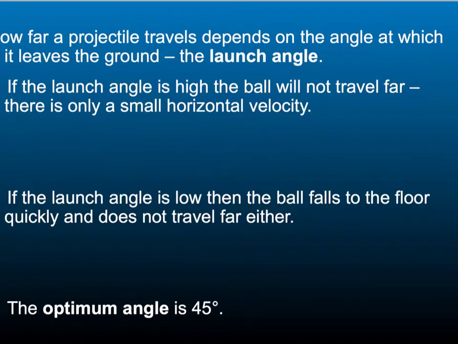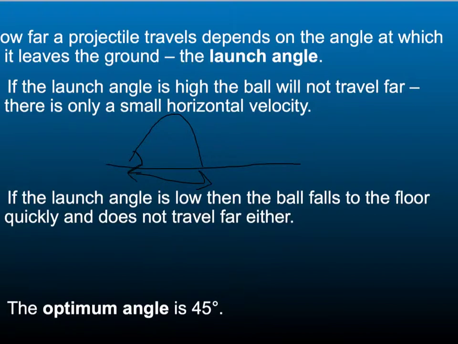How far a ball travels when it's hit, or its range, depends on the angle at which it leaves the ground. This is called the launch angle. If the launch angle is high, the ball will not travel as far because the horizontal velocity will be smaller. So if we launch our projectile with a very high angle, then its range will be the horizontal distance it has travelled.